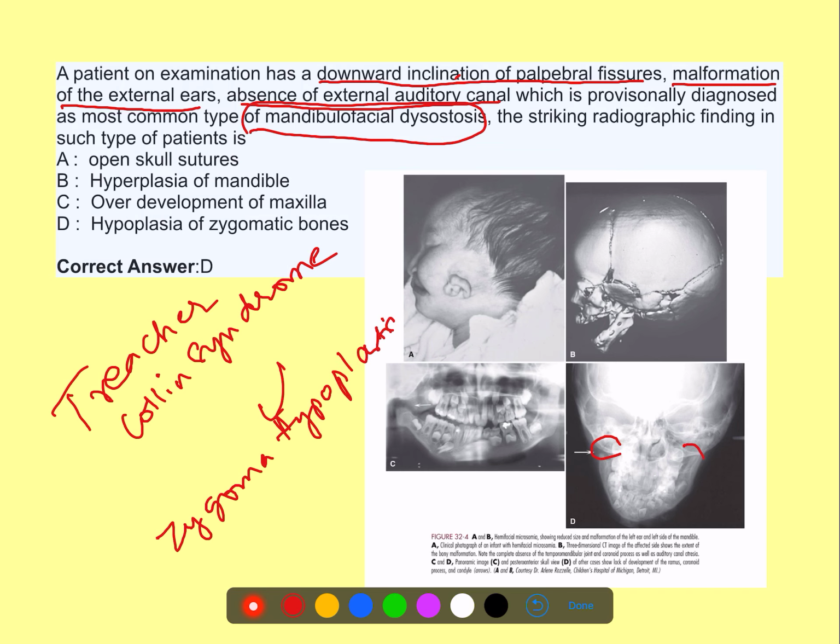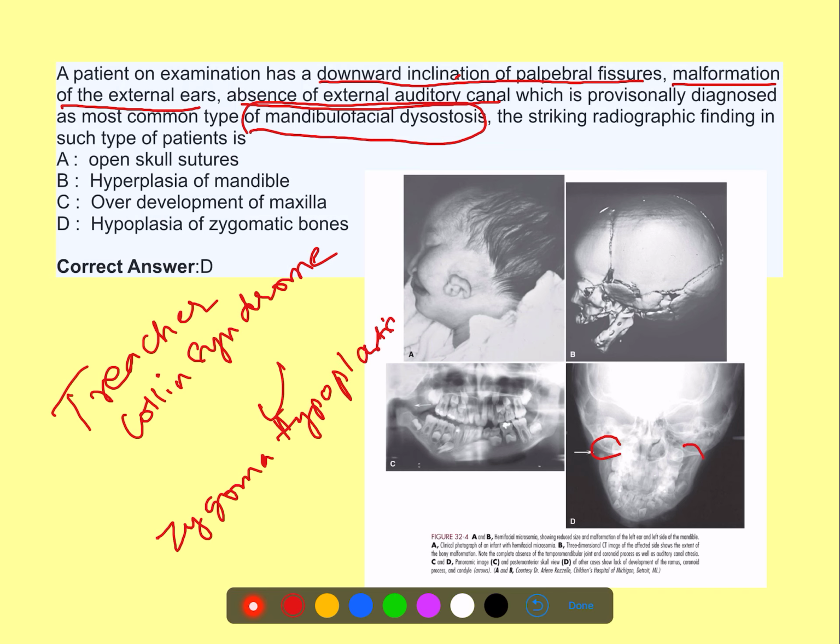And here, the external auditory meatus. This is the picture of Treacher-Collins syndrome. So these types of features can be seen in Treacher-Collins syndrome.